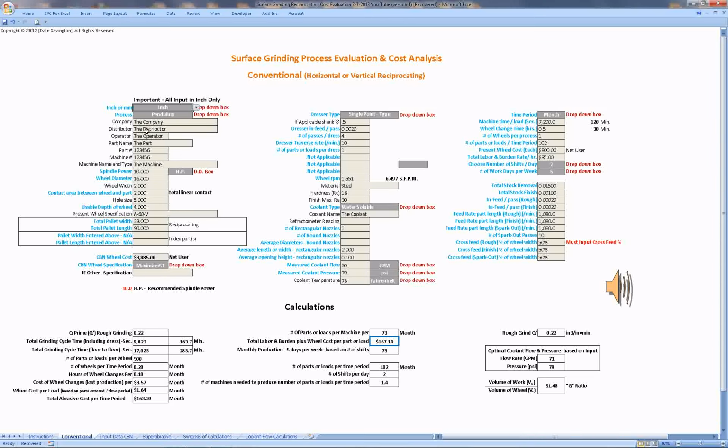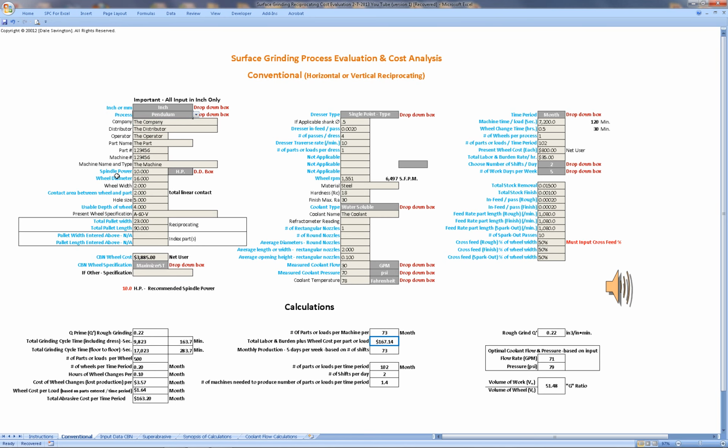The next process is, are we speaking pendulum, which would be a standard traverse rate of low depth stock removal and pretty high traverse rate, or creep feed, where you're typically taking all the material off on one pass with a very low traverse rate. We're going to pick pendulum.